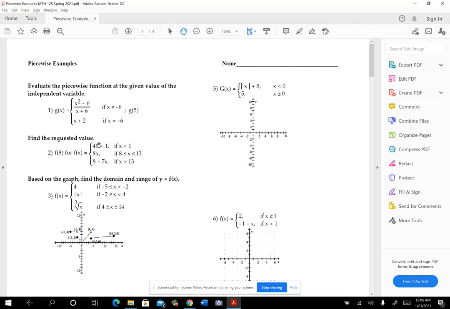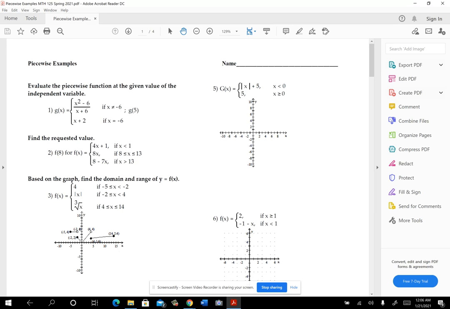So like on number 2, you have one rule used when x is less than 1, and a different rule used when x is bigger than 13, and yet another one when you're between 8 and 13. So they can be very interesting. Okay? They can have lots of different pieces. Sometimes the ends of the pieces overlap. Sometimes there's jumps horizontally. Sometimes there's jumps vertically. And all of that affects what happens when you look at the limit on these.